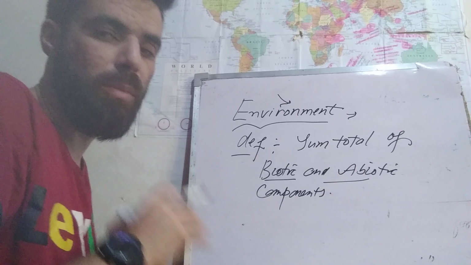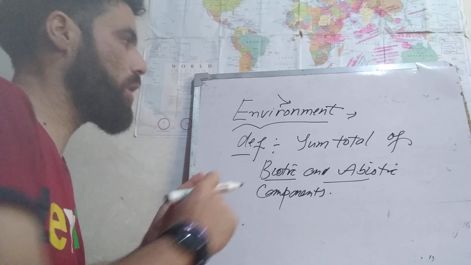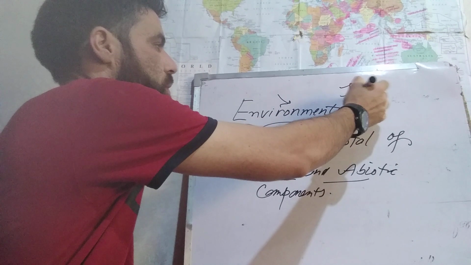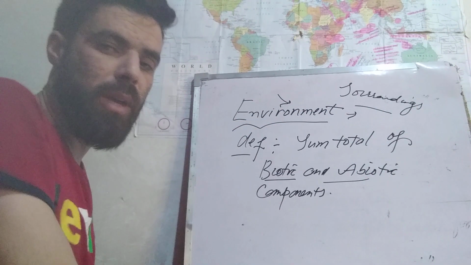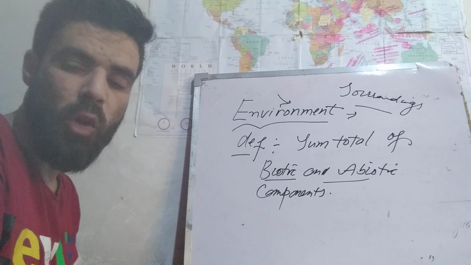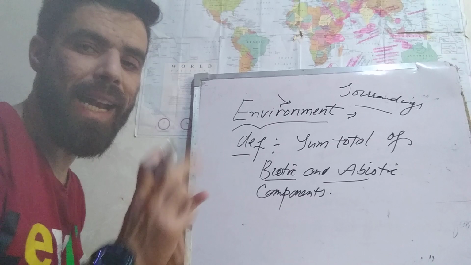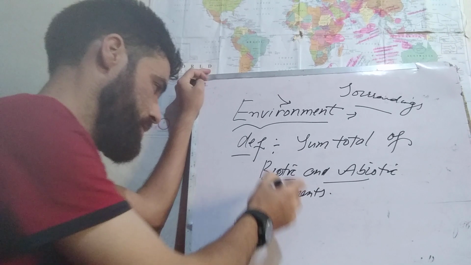In simple terms, we say environment is the surroundings which surround an organism. Organism is the central theme of the environment.